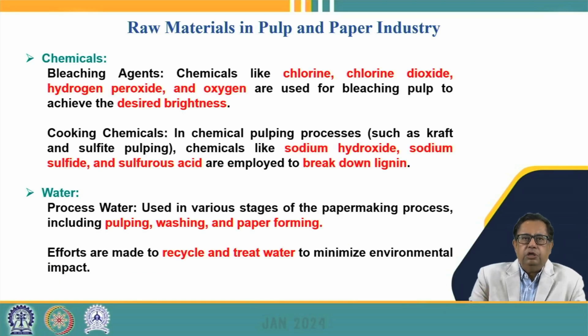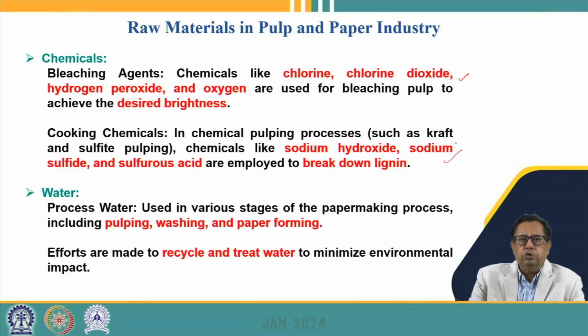Here we can use a number of chemicals. For example, we can use chlorine, chlorine dioxide, hydrogen peroxide, and oxygen. We can bleach the pulp so that color does not go into the paper. It will not only remove the color from the pulp, but it will also add the desired brightness to the pulp.